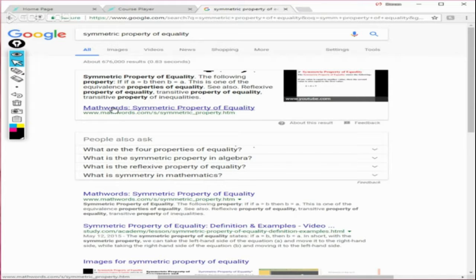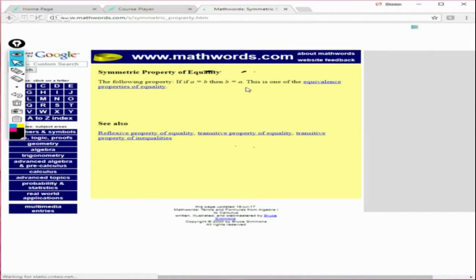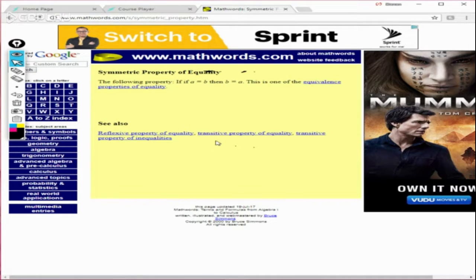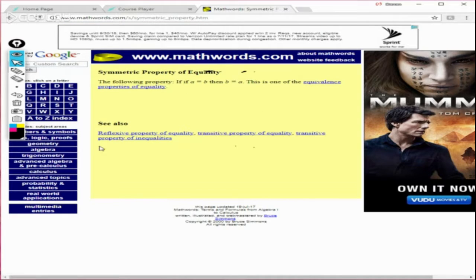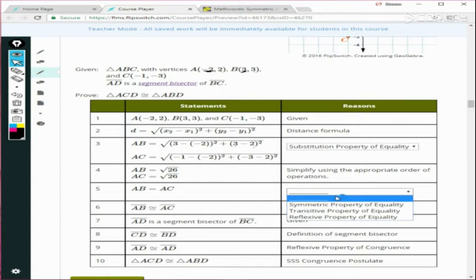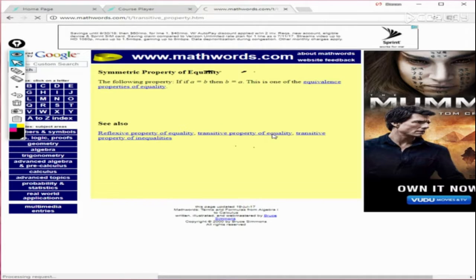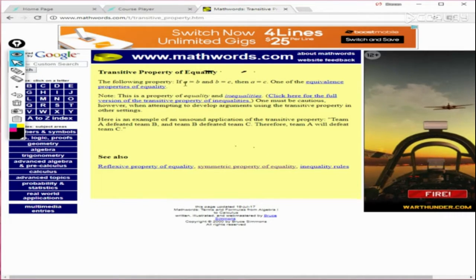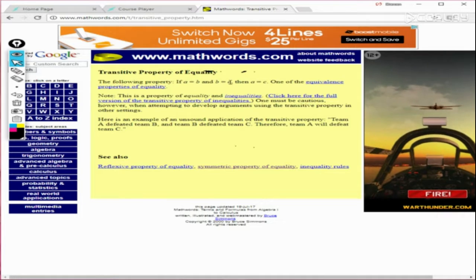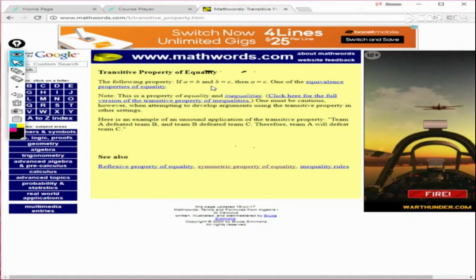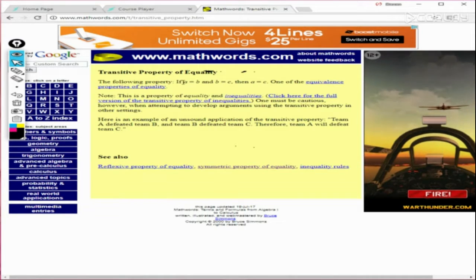Okay, let's see if this will give us a list. Okay, so it kind of does. Here's reflexive property and transitive property. So let's read through the other ones. We wanted to see transitive, and here we go. So the transitive property: if A equals B and B equals C, then A equals C. So if A equaled 5 and 5 equaled Y, then we could say A equals Y. There's that link in the middle.